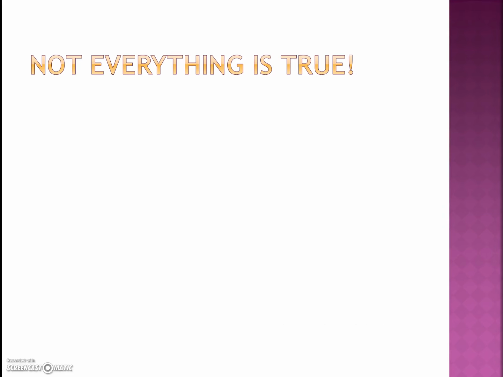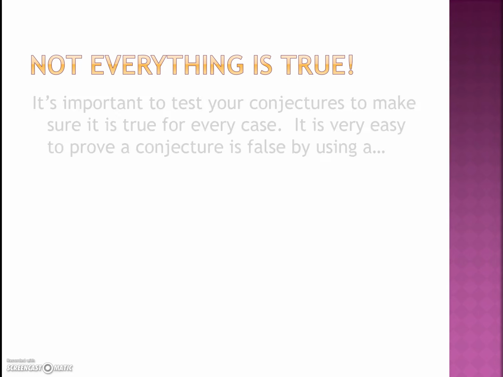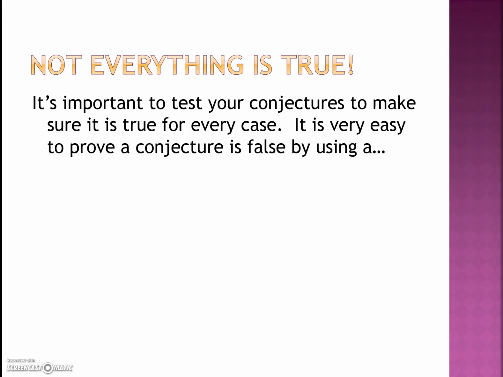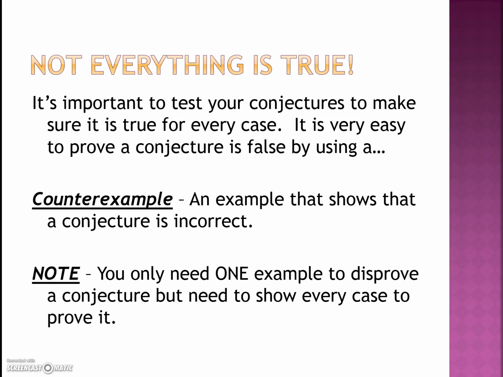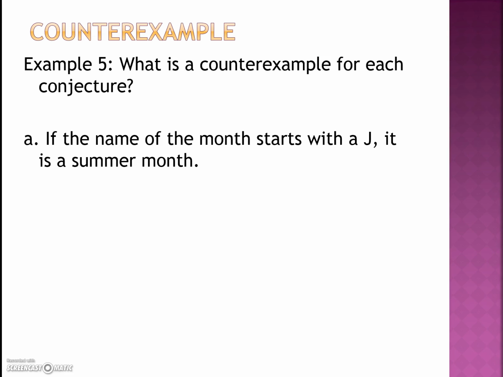But not everything that we state is true, so you have to keep that in mind. All you need to do is come up with an example that would show that the conjecture is false. That's called a counterexample. It's an example that shows a conjecture is incorrect. When you need to disprove something, you only need one case in which it's false. When you're proving something, you have to show it for every case. When you're trying to disprove, you just need one single counterexample. Again, you only need one example to disprove a conjecture, but you need to show every case to prove it.